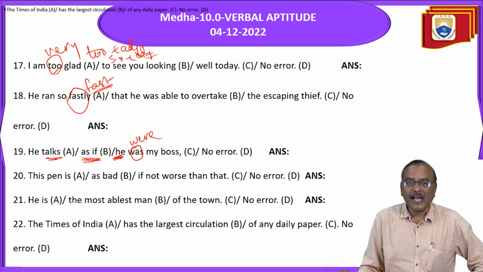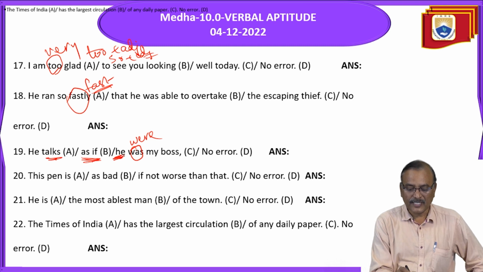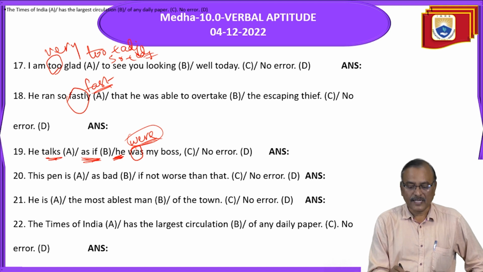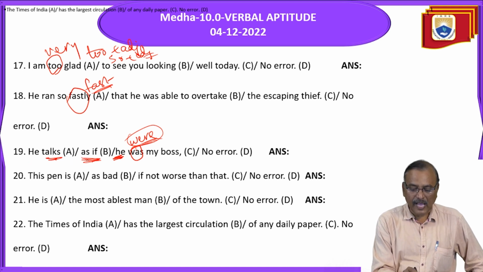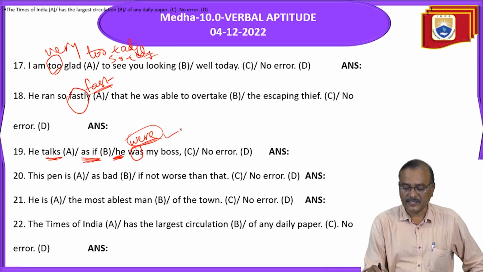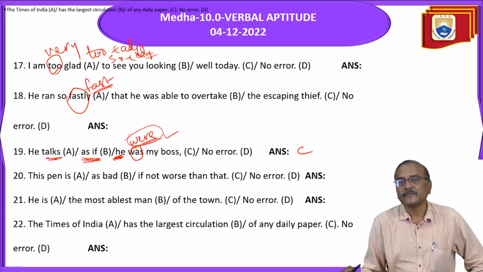Okay. As if I were only. As if he were only. Don't say he was. Though it is third person singular, we are using the plural form of the verb here. Okay. Is it clear? So what is the answer? "He asks as if he were my boss" is the correct option, not "he was". Right? So that's why this is called a common error. Okay?